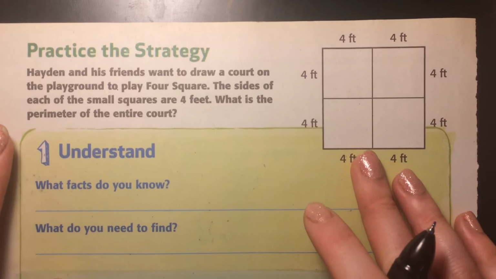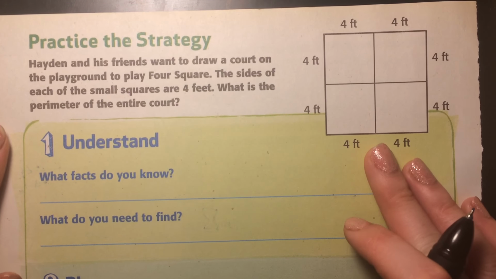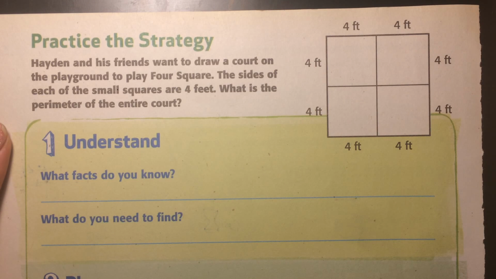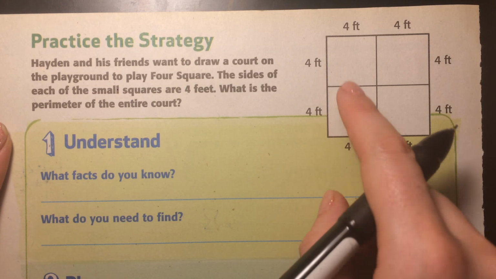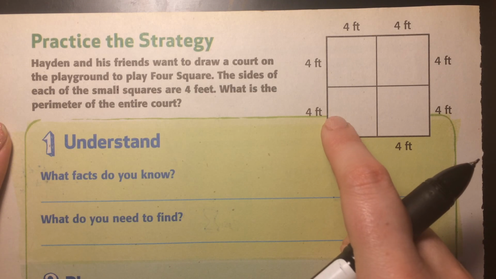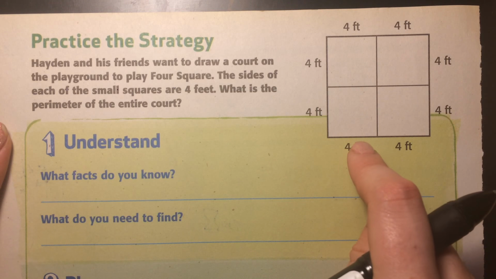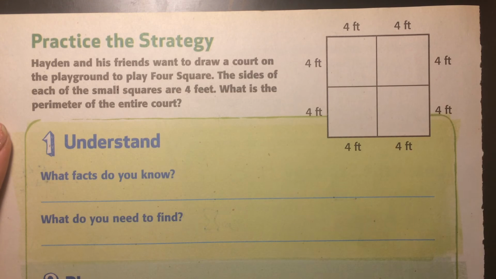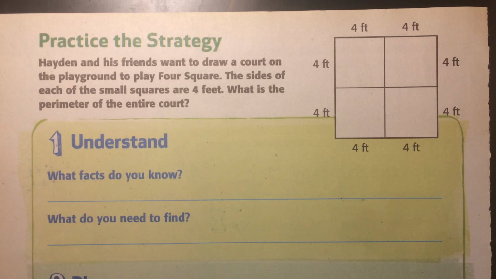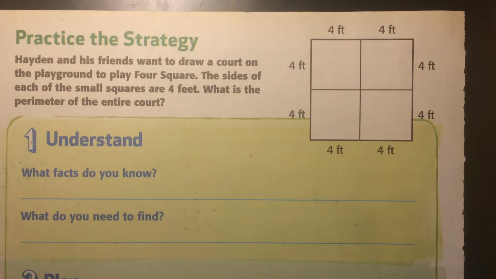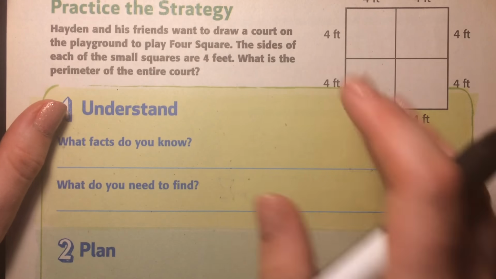And let's flip over to the back. Hayden and his friends went to draw a court on the playground to play Foursquare. The sides of each of the small squares, that's these, are 4 feet. What is the perimeter of the entire court? Remember, perimeter is asking how long is the outside of the object. So we need to know all the way around.